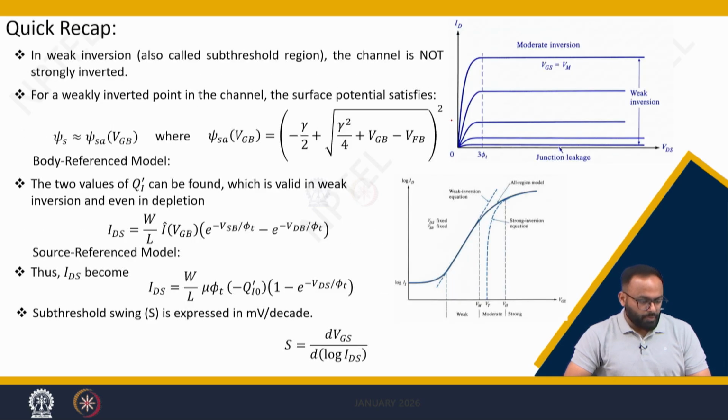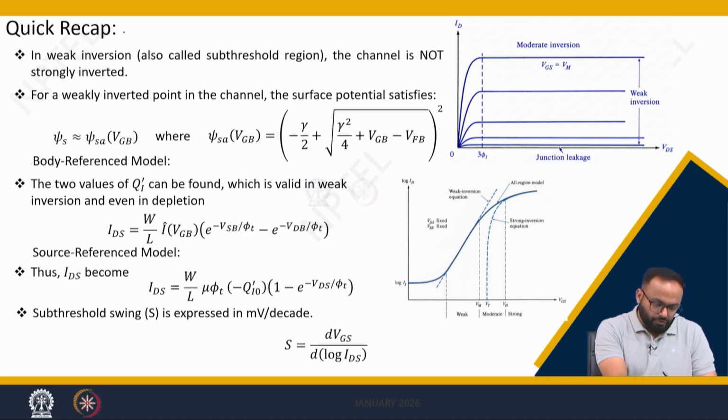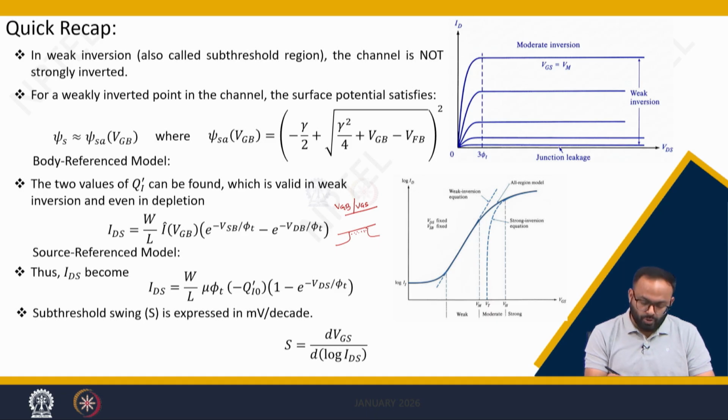Let's start this lecture with a quick recap. In the previous lecture, we discussed thoroughly the weak inversion region of operation. We said that when we apply VGB, or VGS, in such a way that the channel at the source and drain end are weakly inverted, we do not have enough charge carriers.